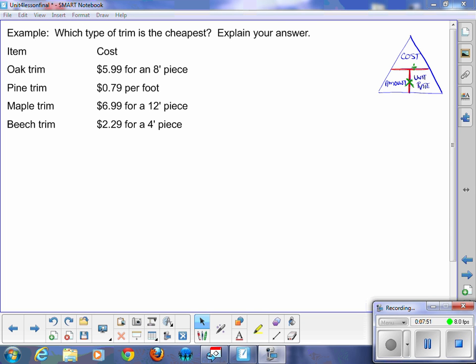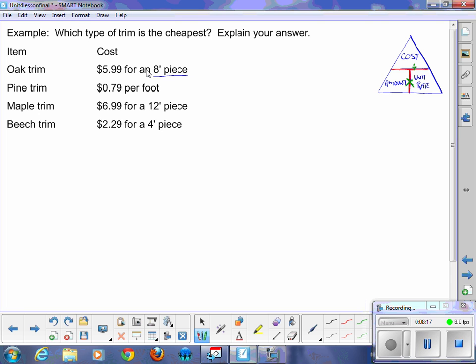So here are some options. Trim is what goes around the bottom of your walls or the top of the walls. Trim just finishes off your house. So you have some options here. Which type of trim is the cheapest? And this is what happens. You'll go to certain stores. If you go to something like Rona, or Moffett & Powell, or Home Depot, sometimes they'll be sold in 8-foot pieces because that's what they have in stock.